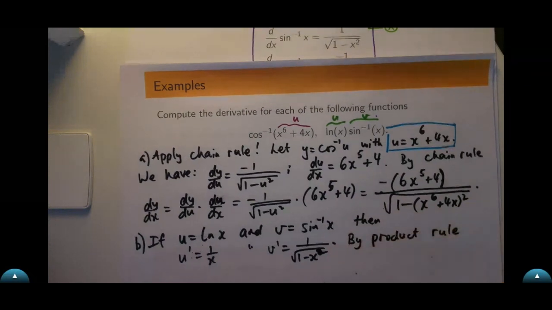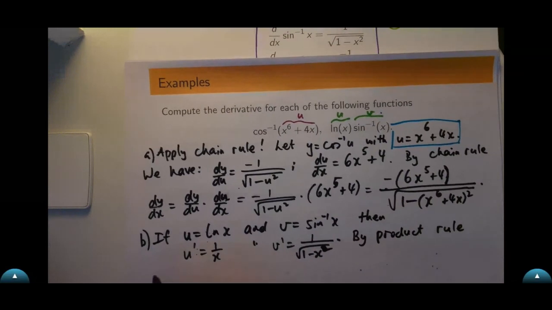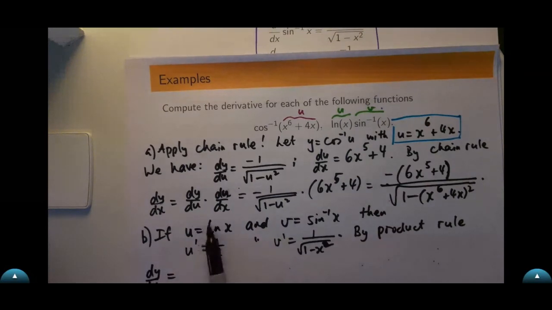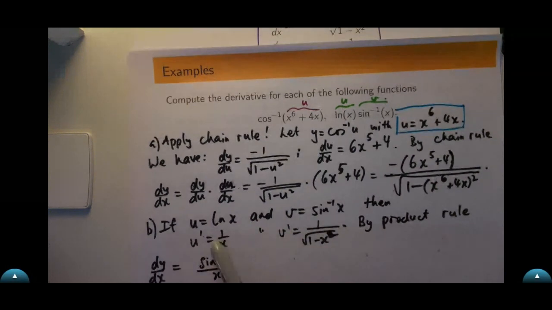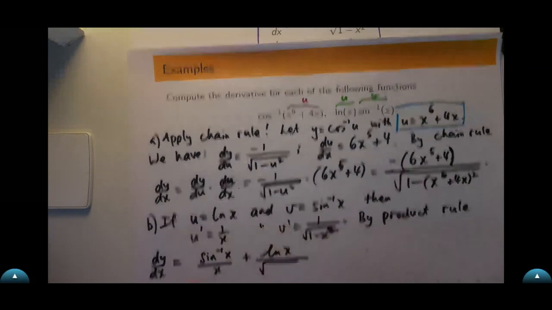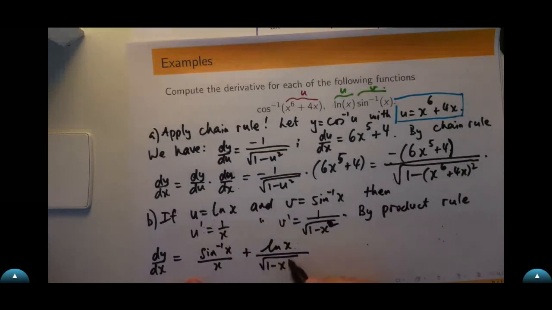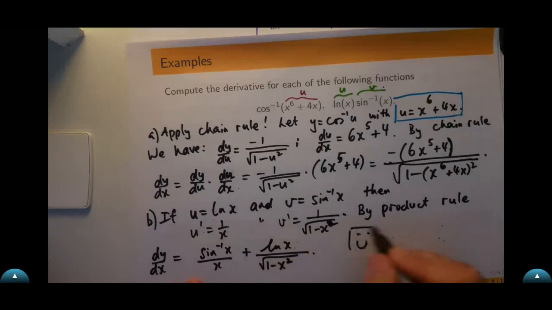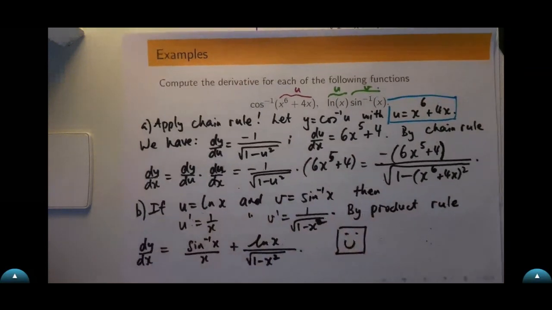So by the product rule, the derivative is just that times that plus that times that. Okay, so it's that times that plus that times that. Da, da, da, da. Puppy power. We did it. Okay. Whew. All right.